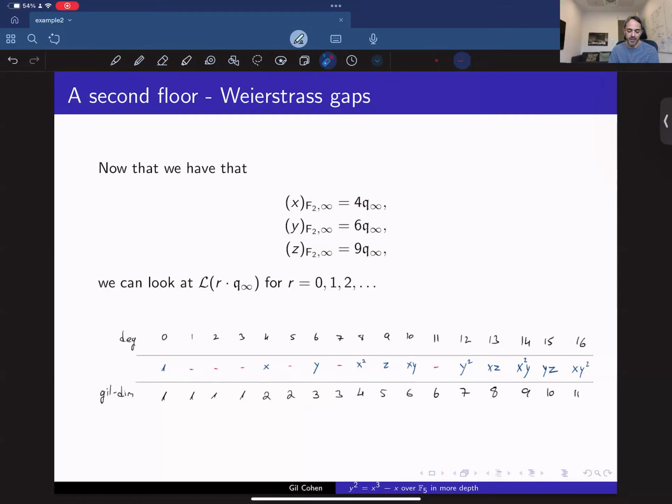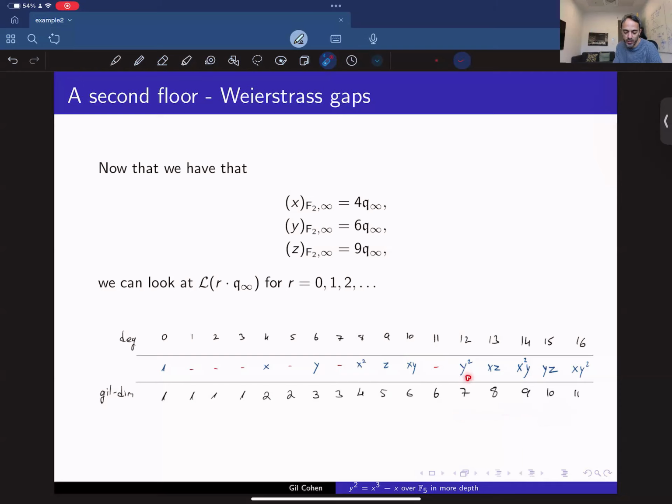So, in degree 7, I couldn't find anything. At degree 8, I could use X squared. When I write a function, I need to make sure it's not spanned by the previous one, but it doesn't. So at degree 9, I can use Z for the first time, and then I can use XY when I increase the degree to 10, because 4 plus 6 is 10. At 11, I couldn't find anything, and from here on, I could find anything you want.